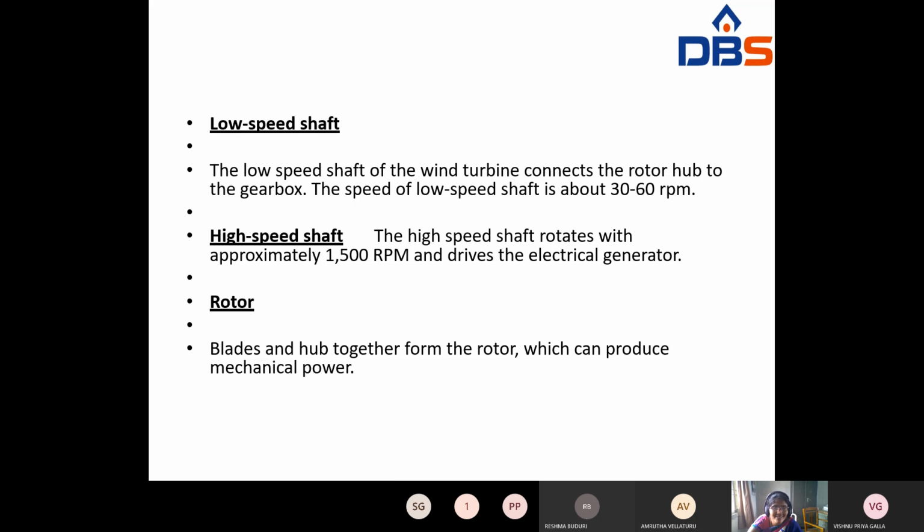Next one, rotor. Blades and hub together form the rotor. Hub means the place where you place the blades. Hub and blades together form the rotor, which can produce the mechanical power.